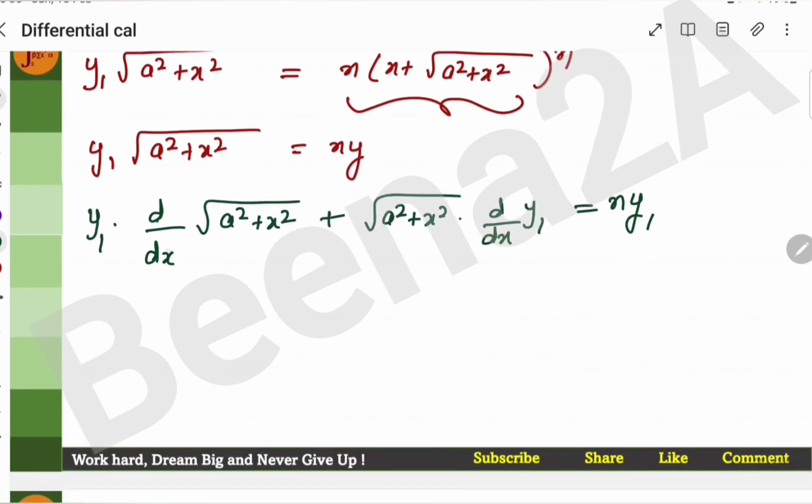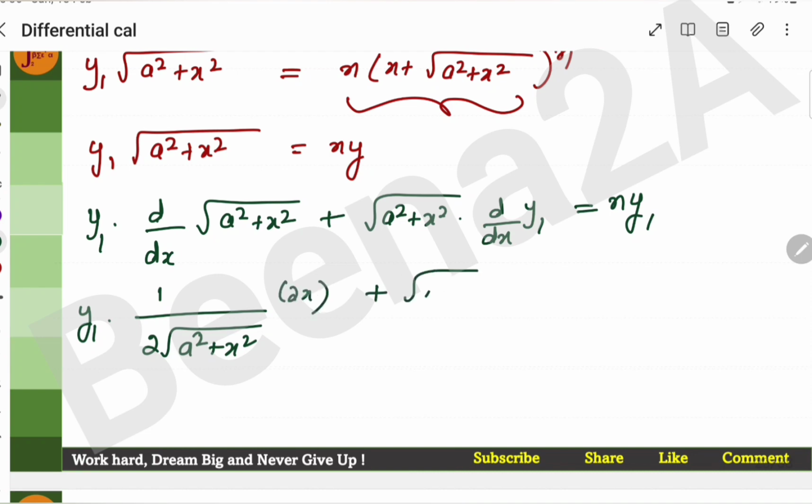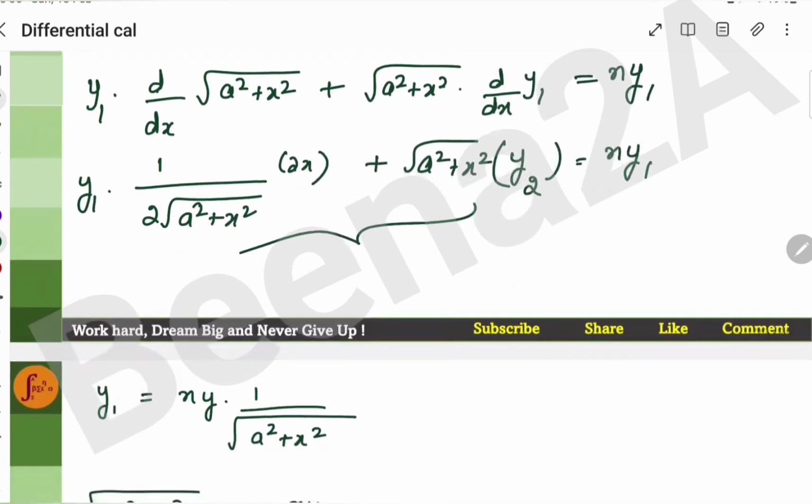Now, what is the derivative of root of a square plus x square? 1 by 2 root of a square plus x square, derivative of x square is 2x, plus root of a square plus x square. Derivative of y1 is y2 into ny1. Now we'll take the LCM between both of these.